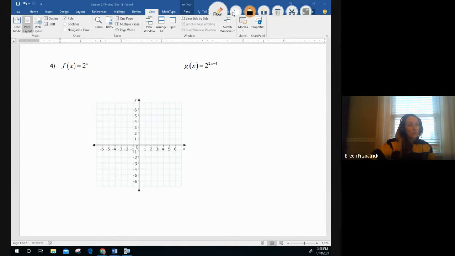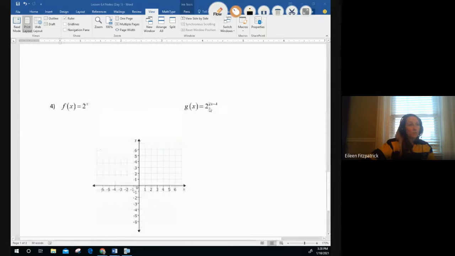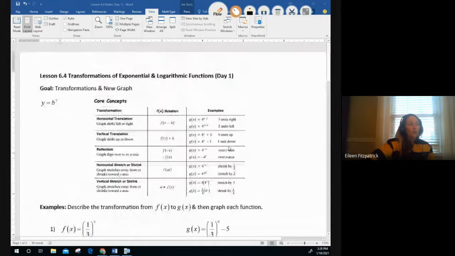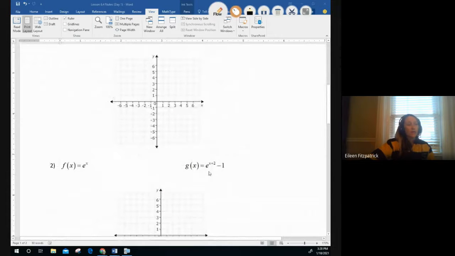Make sure that you do the graphing and include the graphing when you upload your notes. As I said, you can just use your graphing calculator, graph the f of x, and then follow the rule for the g of x to see where it should end up, or you can graph both of them on your graphing calculator and then sketch them.